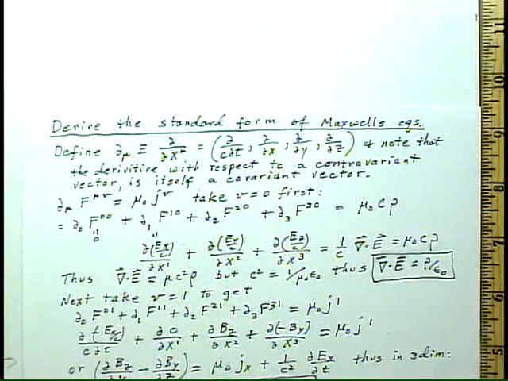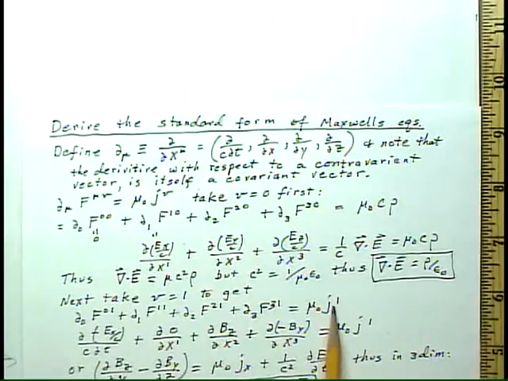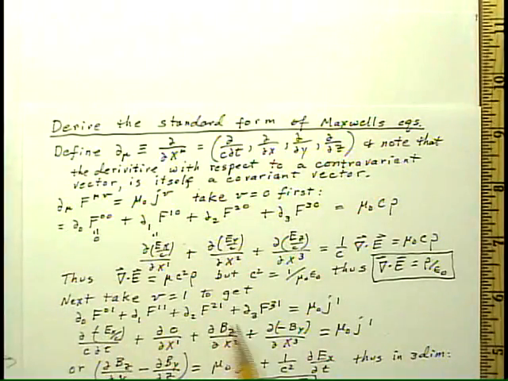Next, we're going to take nu equal to 1, and when we do that, we get partial mu of F mu 1. This is the partial 0 of F01, partial 2 of F21, partial 3 of F31. And in this case, we get mu naught J1 because we're taking the first component of this entire vector equation. F01 is minus Ex over c. F21 is Bz, and F31 is minus By. Now, the F11 term, of course, vanishes because F is antisymmetric and the diagonal terms vanish.